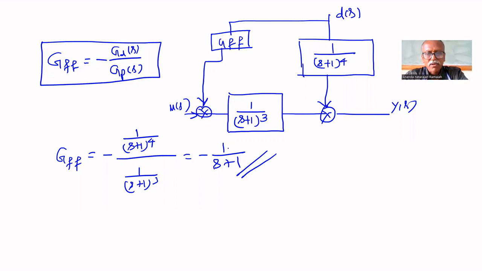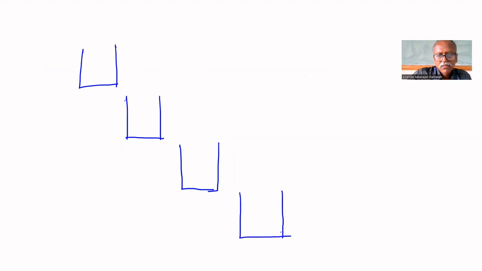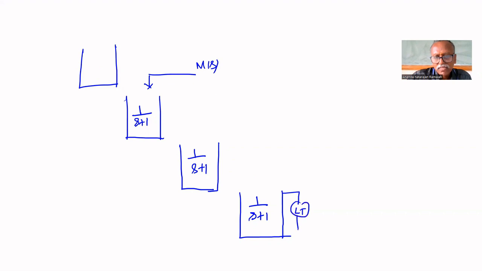For this, let us see one example. Suppose I'm having a 4-tank process. The transfer function of this tank is s plus 1. For this also s plus 1. For this also s plus 1. The input is m of s, given here. The output is the level of this tank.